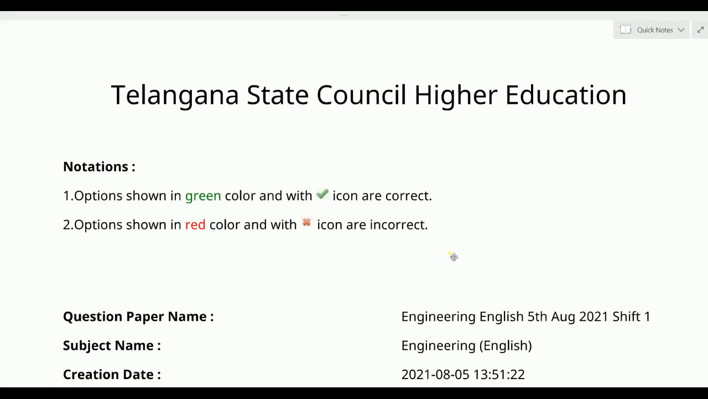Now we'll discuss the 5th August shift 1 questions. I'm scrolling down the question paper. Please wait for a few seconds.